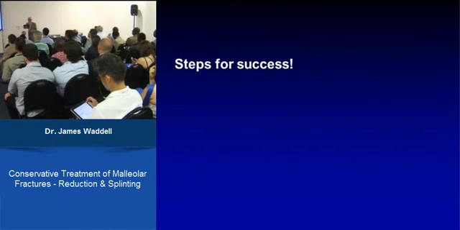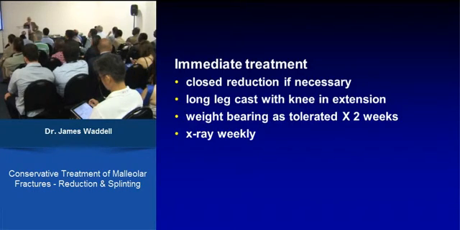Now, the steps for success, how do you make this work? Well, the immediate treatment is by closed reduction if necessary, rarely is it necessary. You put them in a long leg cast with the knee in extension, and you get them walking as soon as they can put weight on their leg. So immediate weight bearing in the long leg cast with their knee in extension. They need some x-rays, then at 2 weeks, you change the long leg cast for a patellar tendon bearing cast.